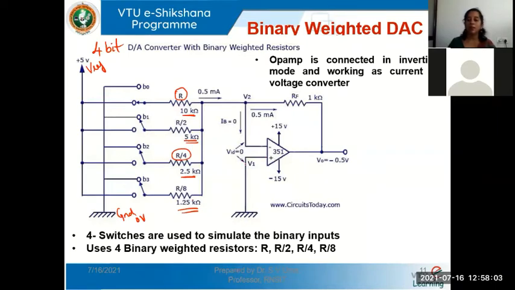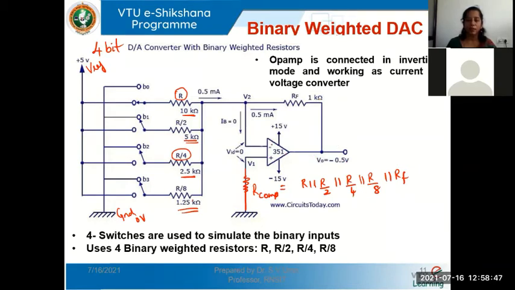The non-inverting terminal can be grounded, or it can use a compensation resistor, RComp, which will compensate for error or offset voltages. R in parallel with R by 2, in parallel with R by 4, in parallel with R by 8, in parallel with RF. So all these 5 resistors which are connected to the inverting terminal will appear to be in parallel when we consider the Thevenin's resistance. So the same value of resistance can be connected here. And the feedback resistance of 1K is connected here and the output voltage is measured.